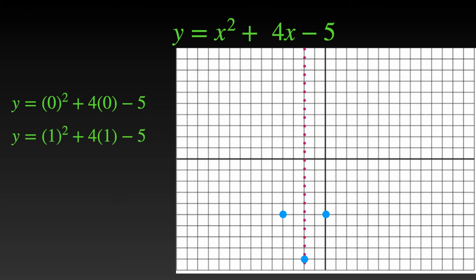So I'm going to use 1 now. 1 squared is 1, plus 4 times 1 is 4, minus 5. Well, 1 plus 4 is 5, minus 5 is 0. Oh, I found one of my zeros, but I can see that the parabola is going to go through the x-axis in one more place.